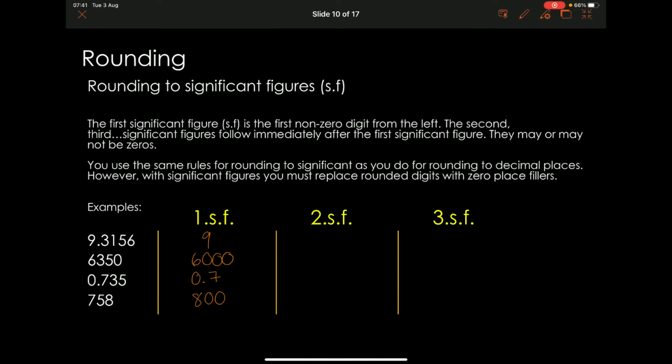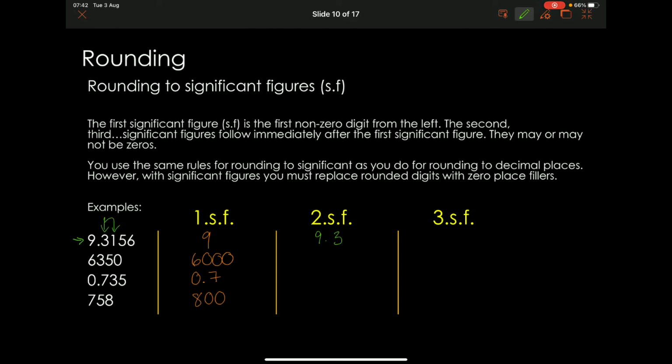To round to two significant figures, what we're technically doing is looking at the second digit along. With the first significant figure, we only look at the first number, but with the second significant figure, we look at the second one. For this first question, 9.3156, we're going to look at the 3 because that is our second significant figure. Then we look at the number to the right of that one to decide whether we round it. So would it be 9.3 or 9.4? It would be 9.3 because it's a 1 next to it, and if it's 4 or below, we leave it as it is.